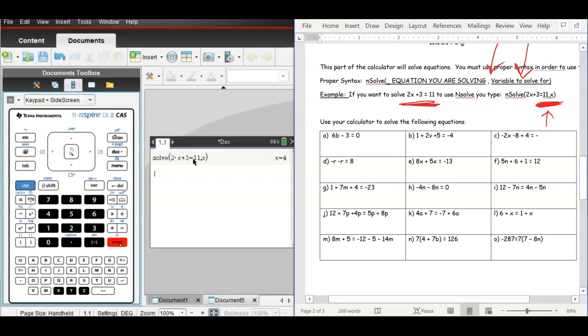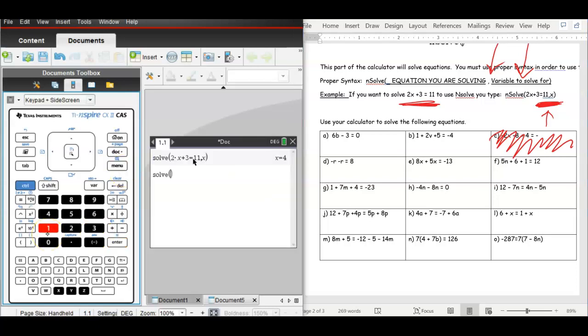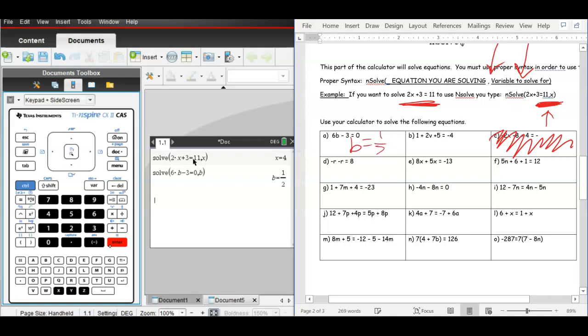The one thing I want you to scratch out, letter C, you'll notice there's no number on the other side of the equal sign, just a negative sign, and that's crazy. So scratch out C, but we can do A and B together here, and then I'll let you do the rest. For A, we're going to press menu, 3, 1. I'm going to start typing this in. 6, you can type the letter b, minus sign, not a negative sign, but a minus sign, 3 equals 0. Don't hit enter because I have to put comma, and I'm not going to put x this time. What letter am I going to use? b. It has to match. Comma b. b equals 1/2. That's Nsolve, okay?